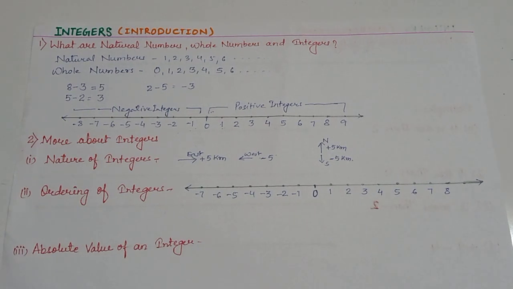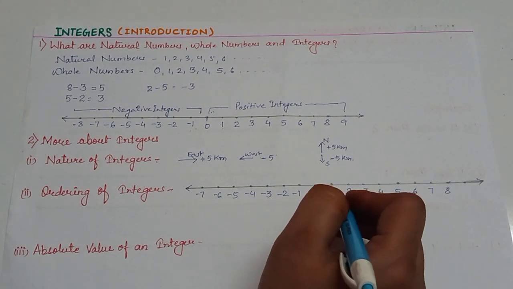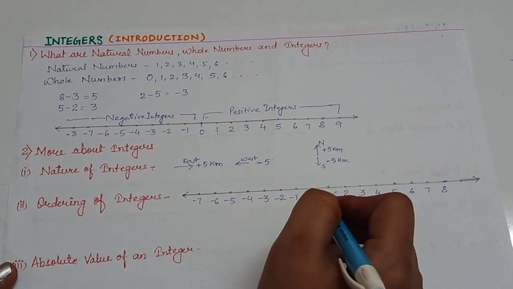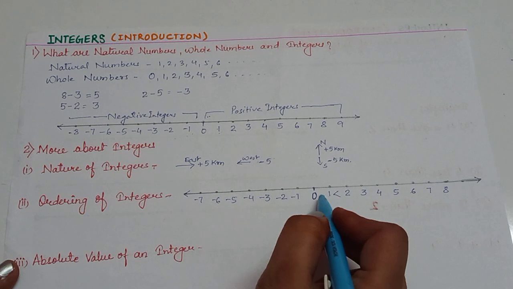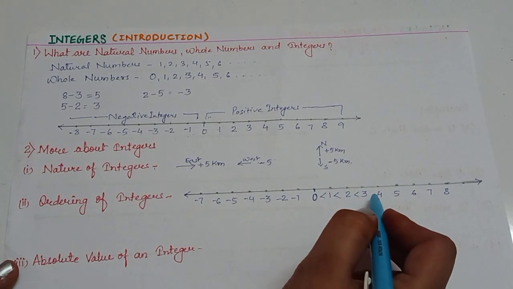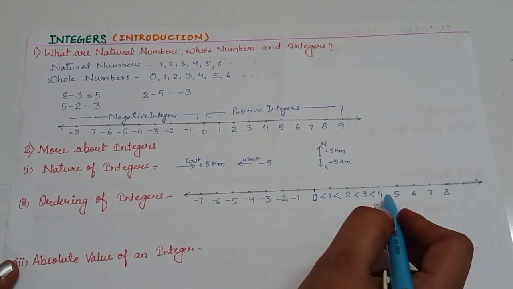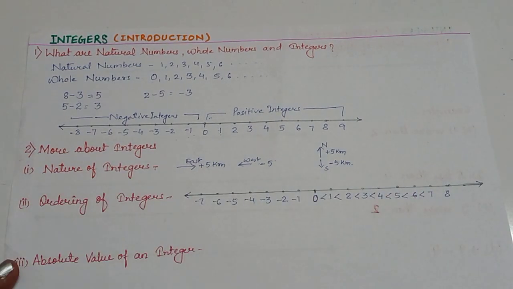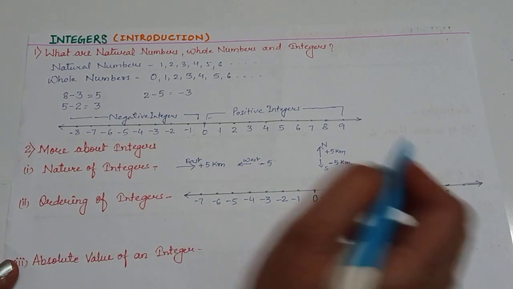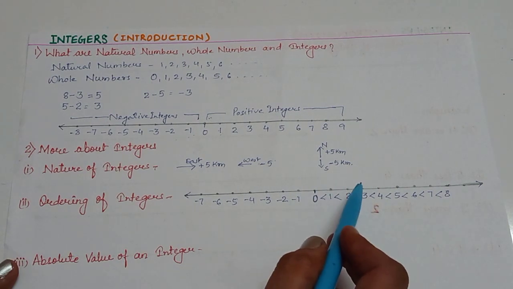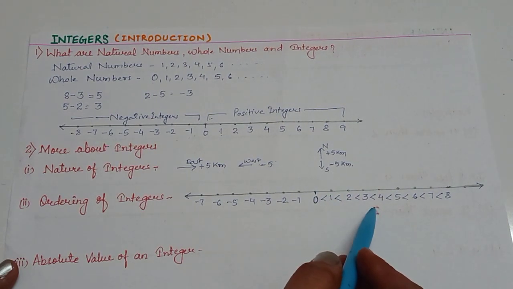Now, ordering of integers. You can see that 2 is greater than 1. Even 1 is greater than 0. 3 is greater than 2, 4 is greater than 3, 5 is greater than 4, 6 is greater than 5, 7 is greater than 6, and 8 is greater than 7. So you can see as we are moving towards the right, the numbers are increasing.